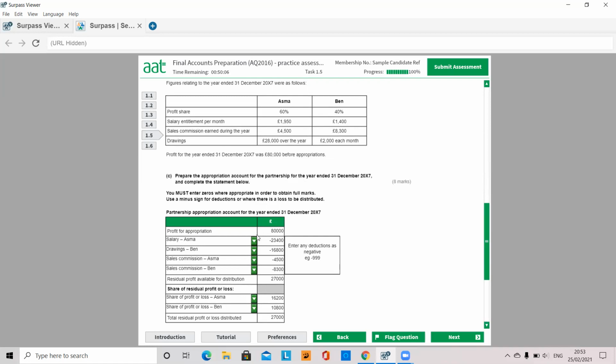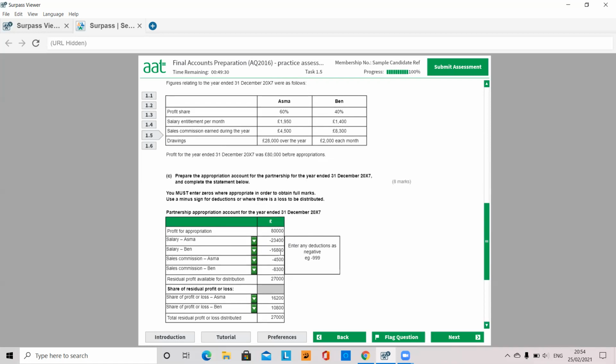So what we're basically saying is we've got profit of £80,000, and we're going to appropriate that, in other words, split that between the two partners. So out of the 80,000, we're going to pay a salary of 23,400 to Asma. So far as Ben is concerned, that's wrong, it shouldn't be drawings, wrong drop down, it should be salary. So far as Ben's salary is concerned, 1,400 a month times 12 is 16,800.